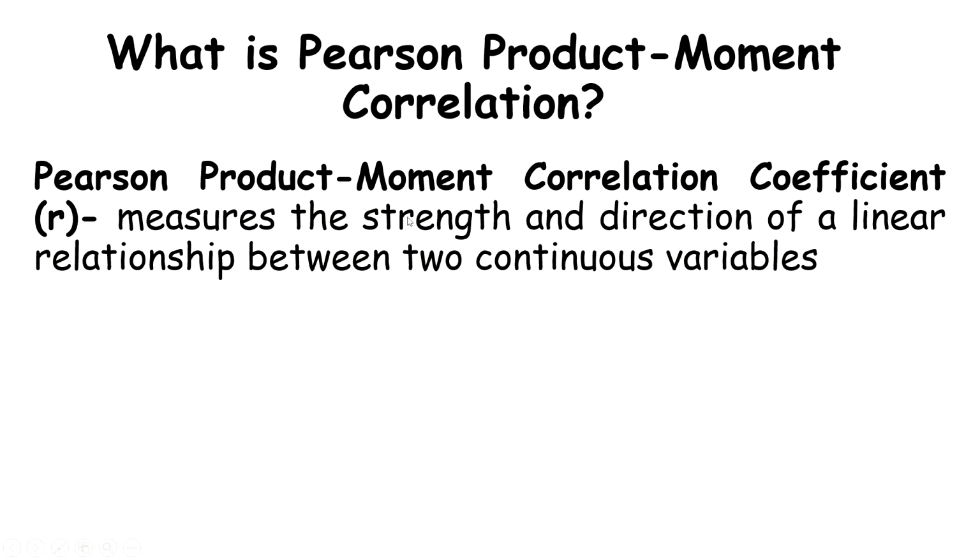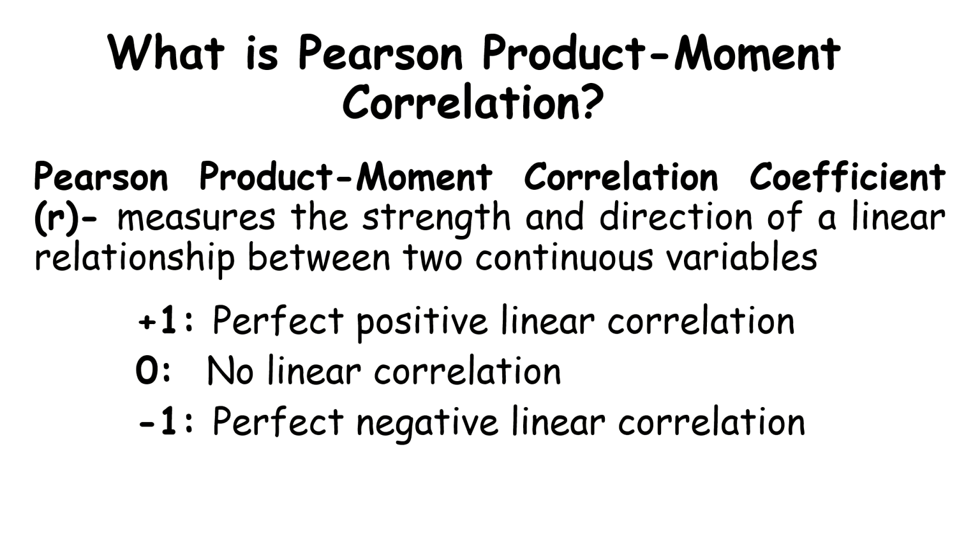This measures the strength and direction of a linear relationship between two continuous variables. In summary, this tells us how strongly two variables are linearly related. It tells us if they move together, and how closely. This is a statistical measure that helps us understand the relationship between two variables.